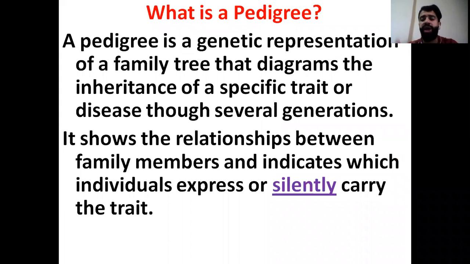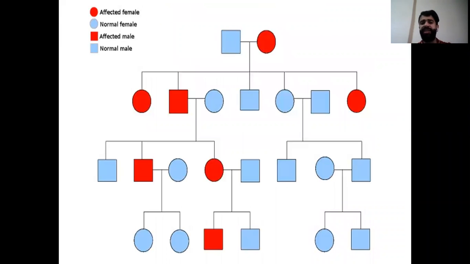For example, the color of the eye, the color of the skin, the color of the hair, the level of thinking, the blood groups, and so on. It shows the relationship between the individuals, whether they are brothers and sisters, siblings, and so on. And this will indicate whether these individuals express a specific trait or express it silently, and it was masked by the parents. So this is the pedigree.